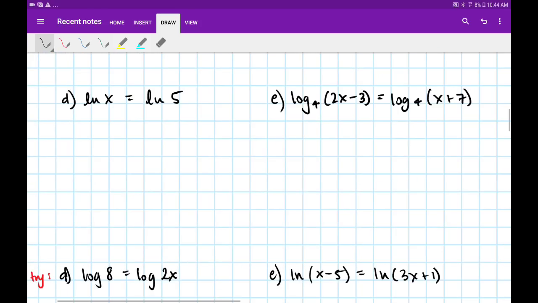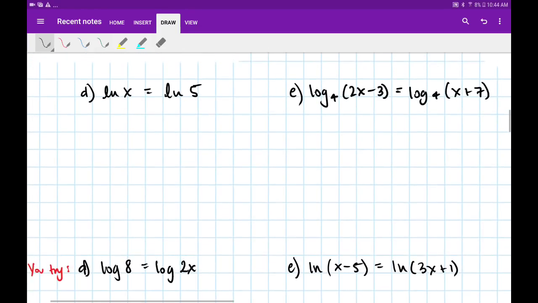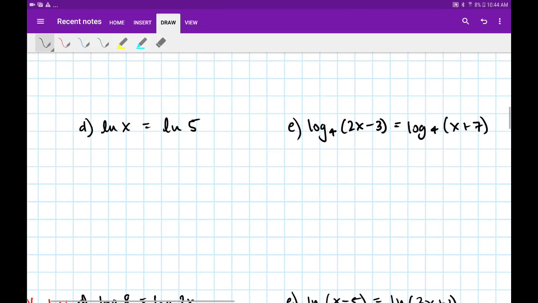Let's continue to D. So what makes D, E, and F different from the last problems is now we have logs on both sides of the equal sign. I have ln x equals ln 5. So notice my bases are both the same. Everything about the left side is already equivalent to the right side, except the x should equal 5. If I want to maintain the left and the right side are equal, then I should set the guys inside the logs equal to each other.